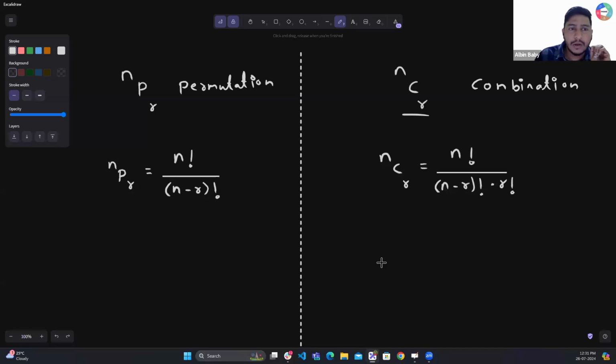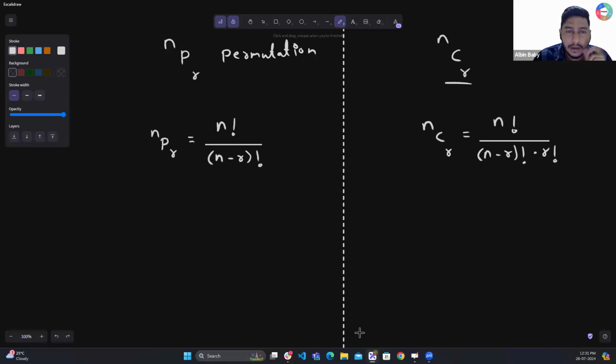All right, cool. So the formula for NPR, basically when the order matters, is n factorial by n minus r factorial. And for NCR, it is n factorial by n minus r factorial times r factorial. I'll come to that. What is NPR and NCR?